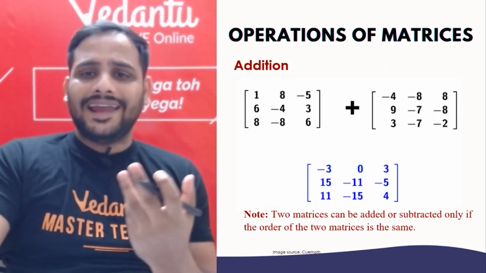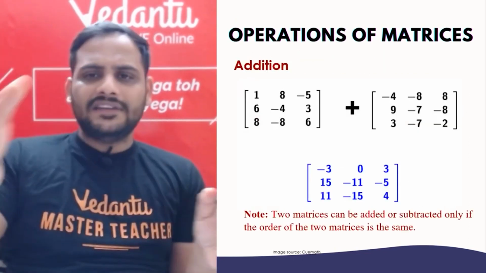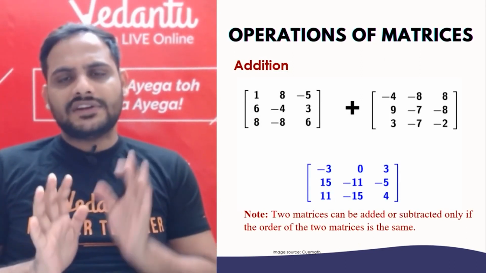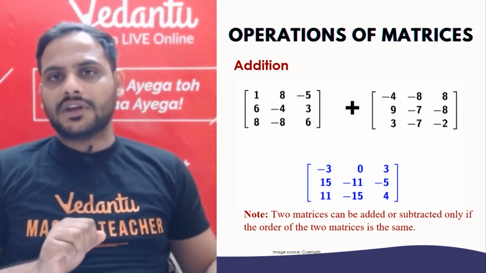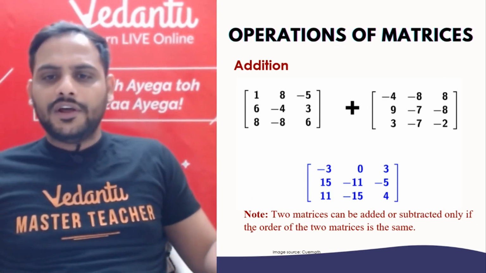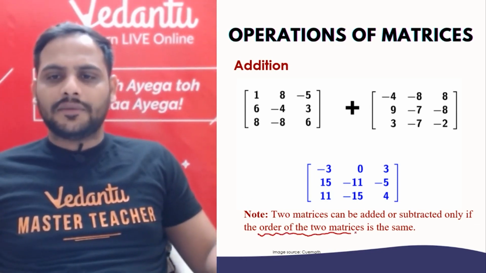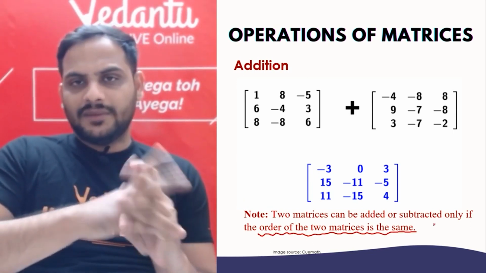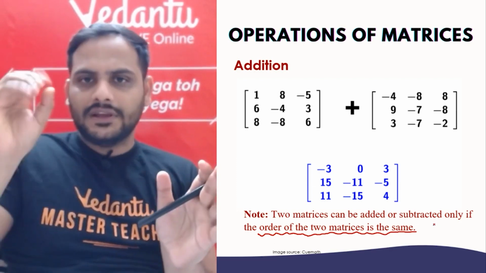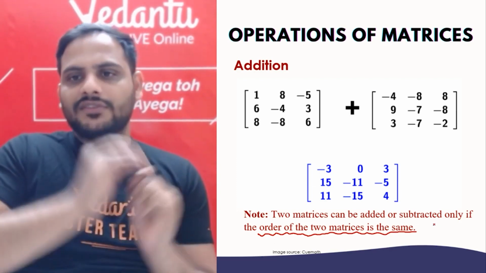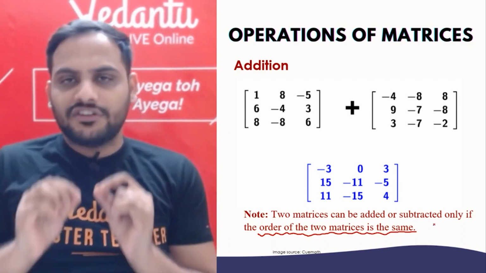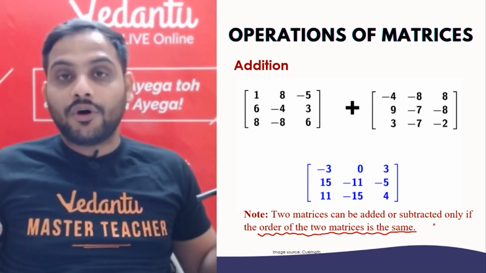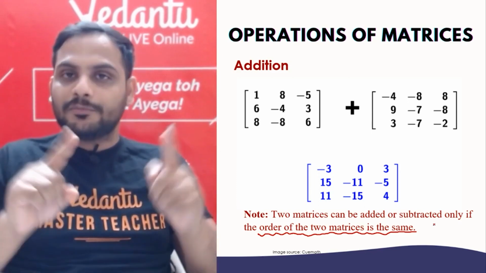Then comes your addition and subtraction. Now, addition and subtraction, remember one thing, I can do addition and subtraction under only one condition, that is the order of the two matrices is the same. The order of the matrices must be the same, that is the first condition. Now why? Understand what addition of matrices is. Whenever we talk about addition of matrices, we will be adding the corresponding elements.